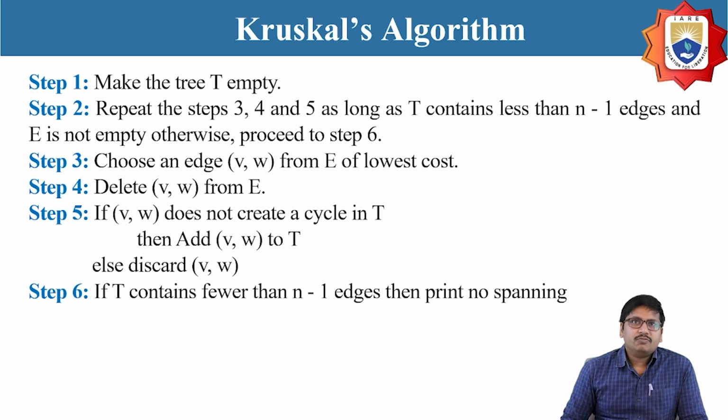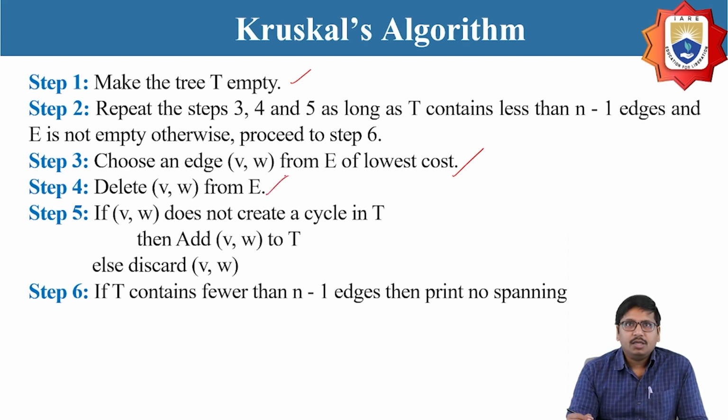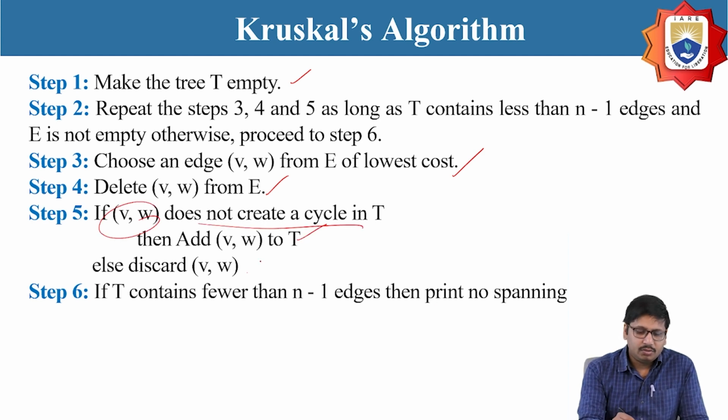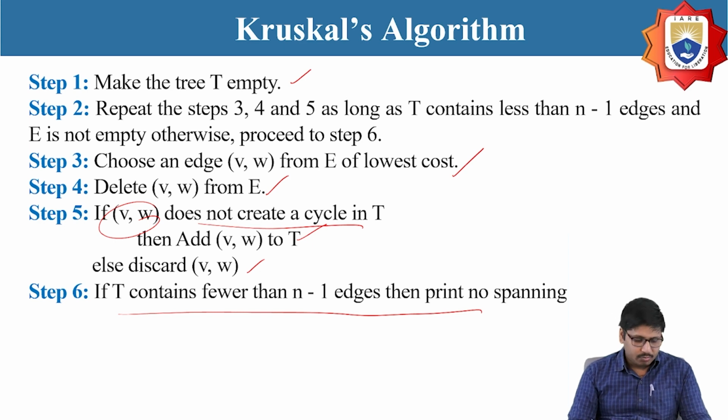So the algorithm works as follows. Make the tree T empty, and repeat steps 3, 4, 5 as long as T contains fewer than n minus 1 edges and E is not empty. Choose an edge from E of the lowest cost and delete it from E. If this edge does not form a cycle then add it to T, otherwise discard it. If T contains n minus 1 edges, then print the spanning tree.